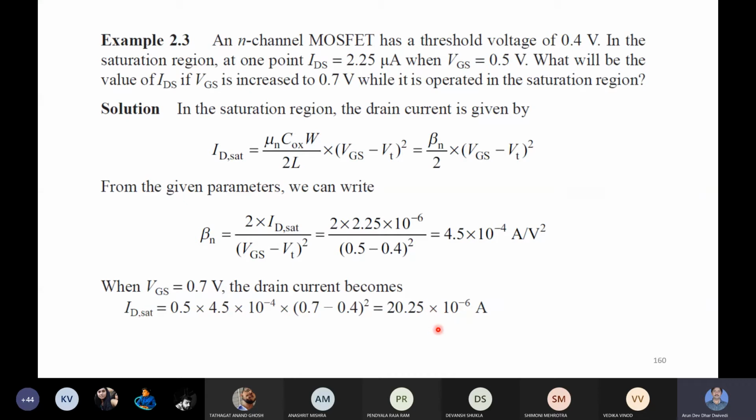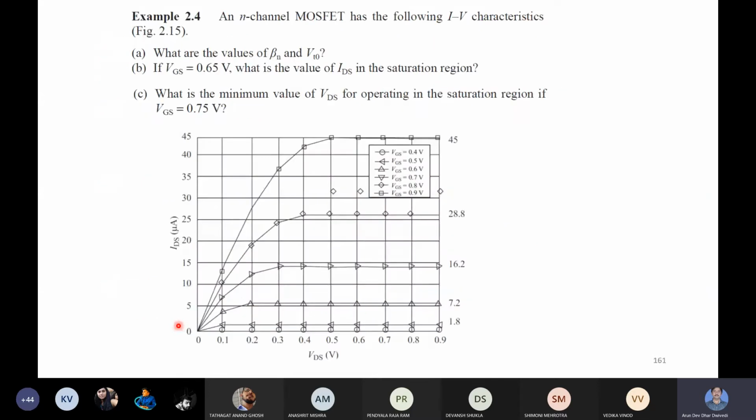So that is one example for current also. I should move to other problems. Actually, first the set was given, 0.4 threshold voltage and 0.5 voltage, and current was given. So we applied this ID current equation and found the beta value, beta n, and later we apply the same equation, beta n divided by 2 times VGS minus VT whole square. But this time VGS is 0.7 and VT is 0.4. Beta is also known, so we are able to find the current.